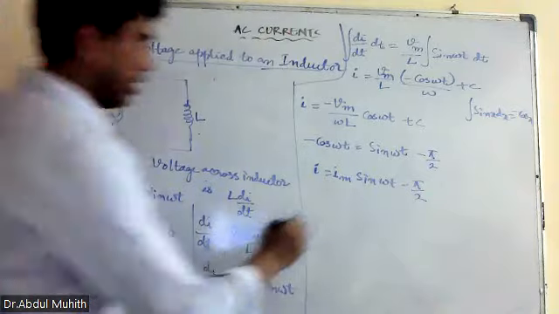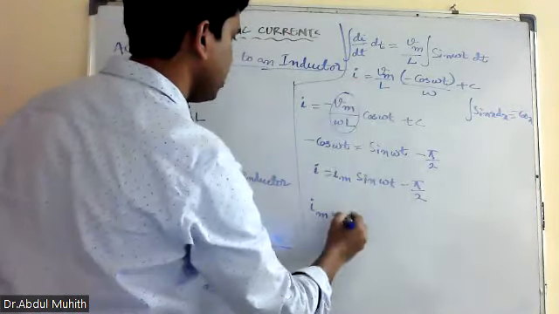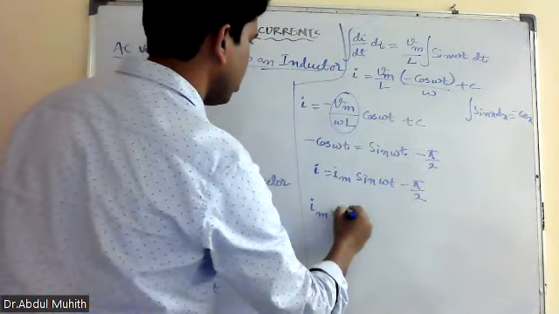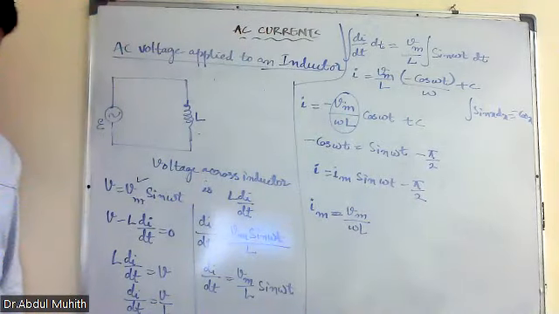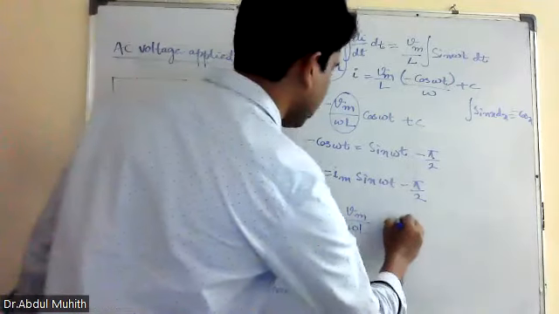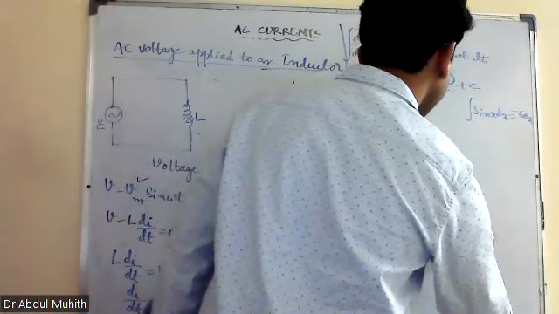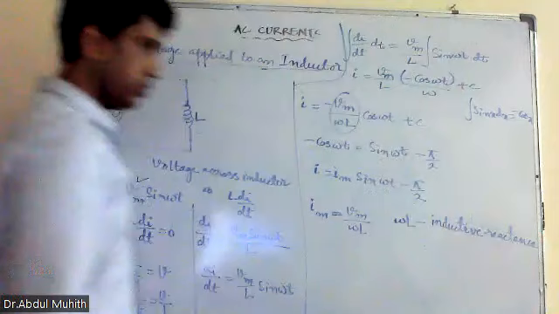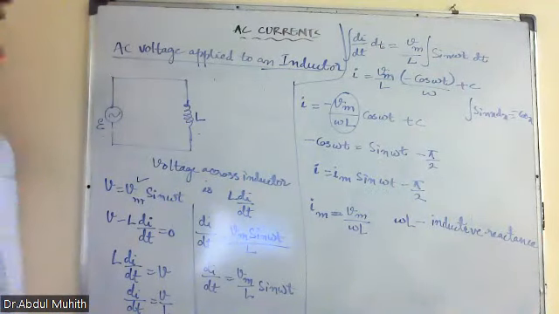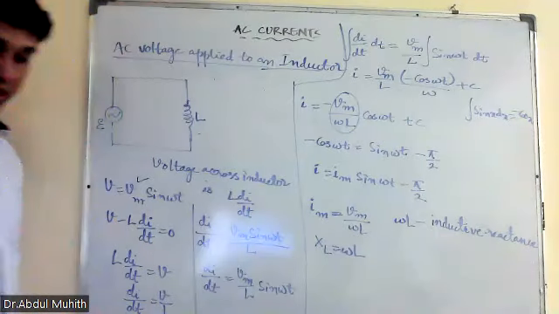So what is Im? Im is equal to Vm by omega L. Okay. So here, what is omega L? Omega L is said to be the inductive reactance. So what is XL here? XL is written as omega L. Okay, XL is said to be omega L.